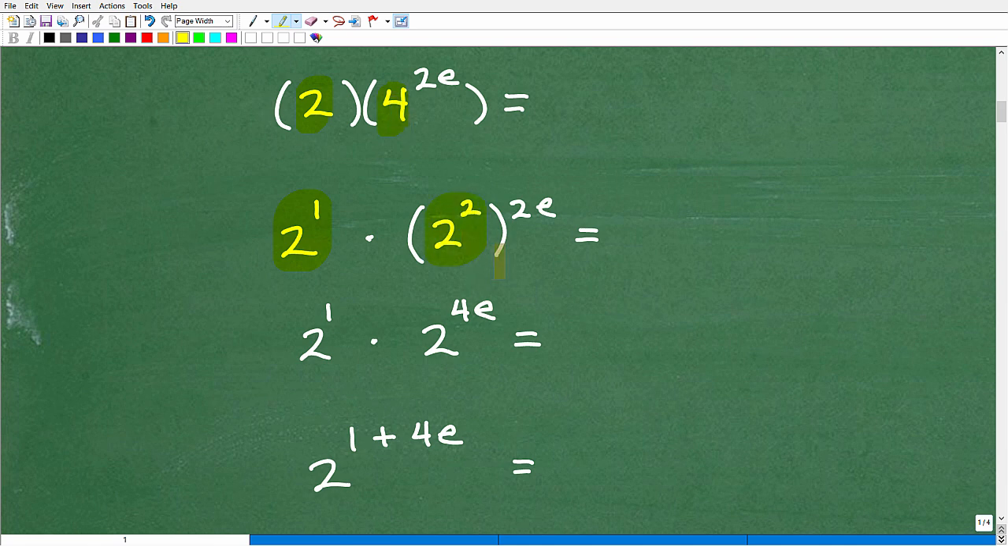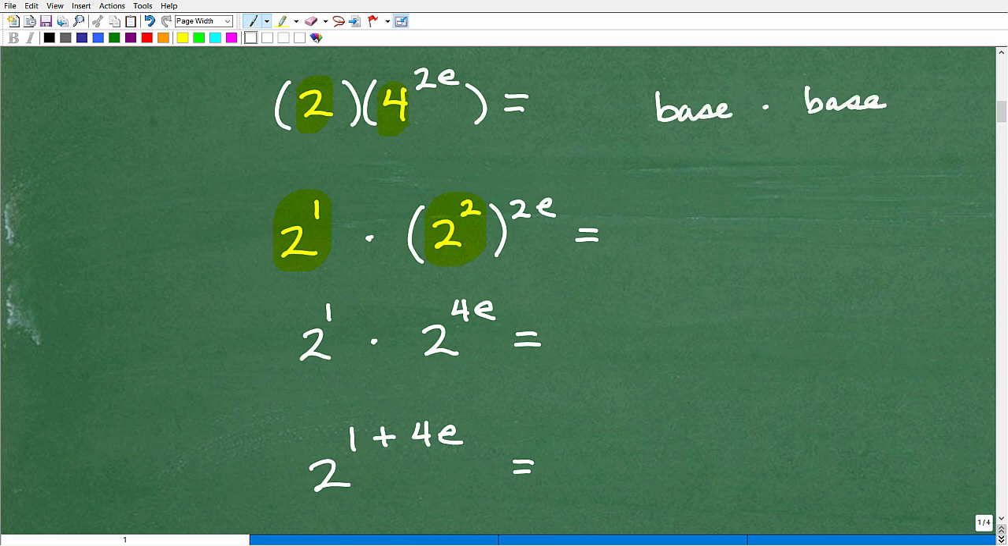I can think of 4 as 2 squared, okay. So this 4 to the 2e power, I can write as 2 squared to the 2e power, okay. This is very, very important that you understand this, and you should always be thinking when you see a problem like this, well, try to always go for the same base. Get those bases the same, all right?